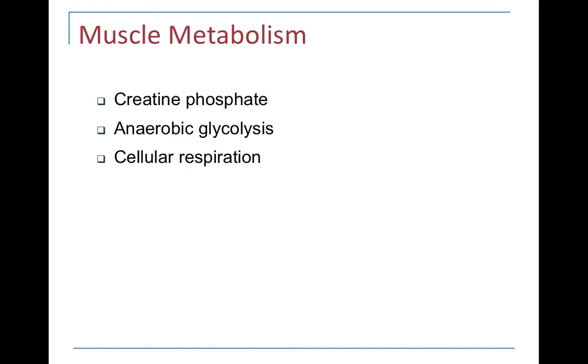Muscle metabolism. We mentioned that our muscle contraction requires ATP. So, how do we derive the ATP necessary for the contraction cycle? There are three ways: through creatine phosphate, through anaerobic glycolysis, and through cellular respiration.